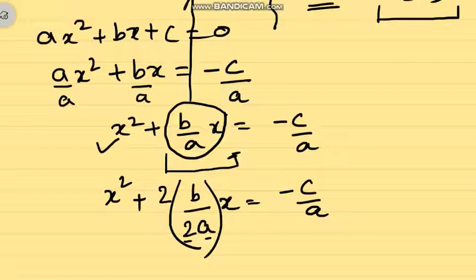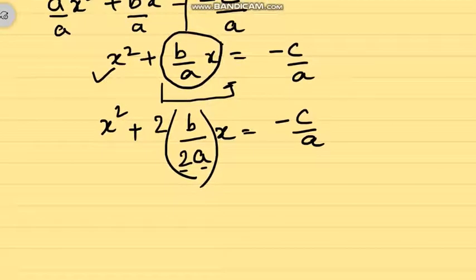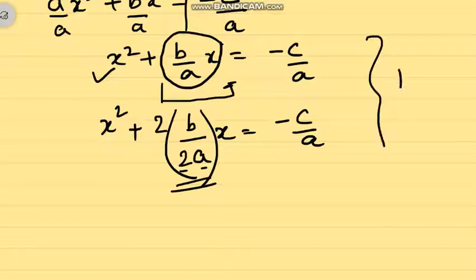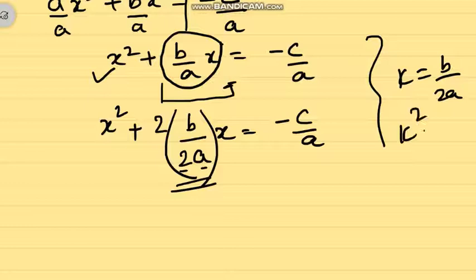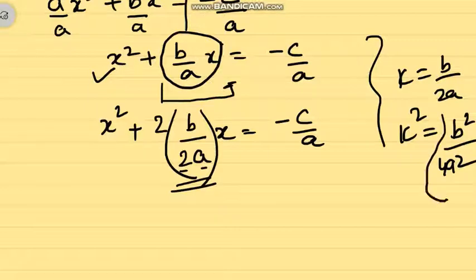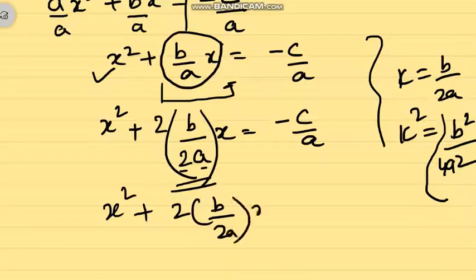Now children, you can see here that you have got your k. Your k is equal to b by 2a. Now what will be your k square? k square will be equal to b square by 4a square. So you need this one also. So what you will do? You will just add this b square by 4a square on both the sides.